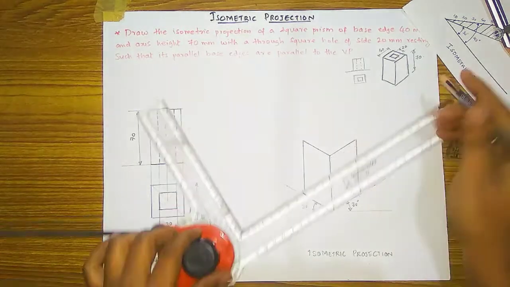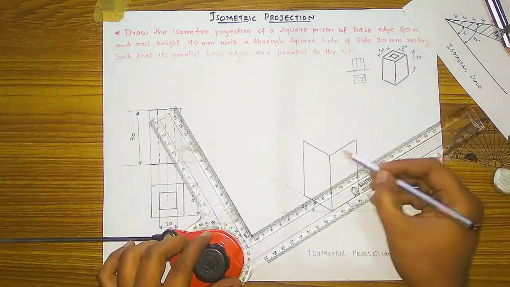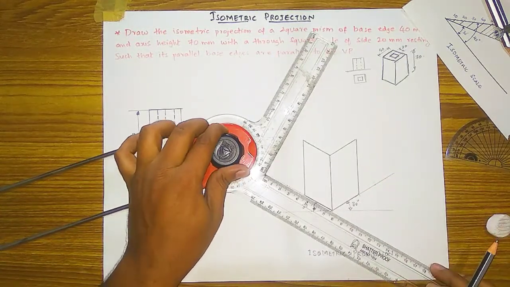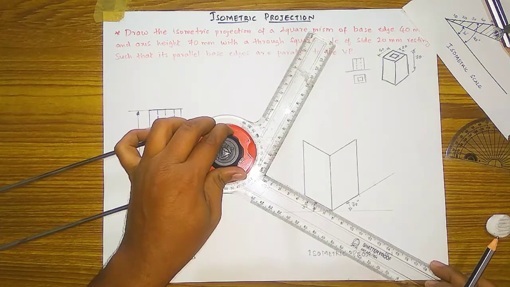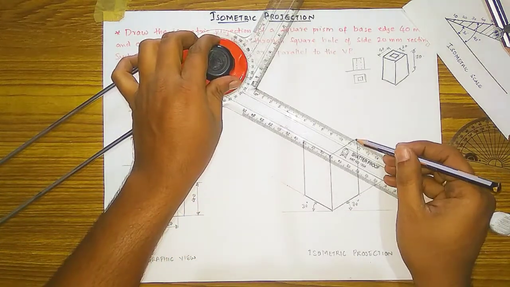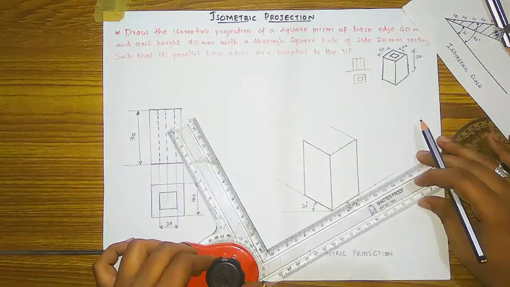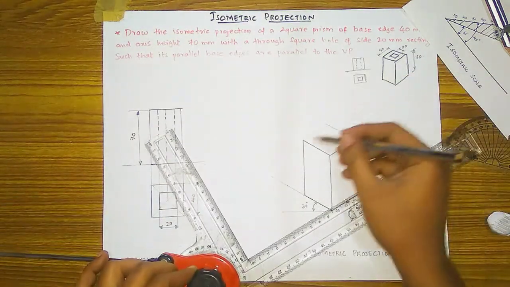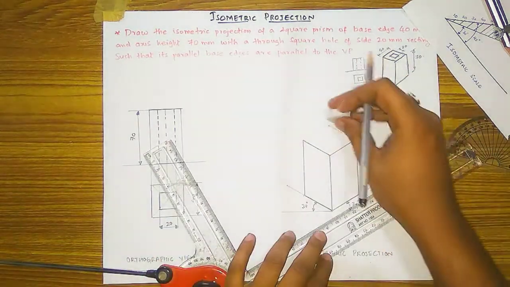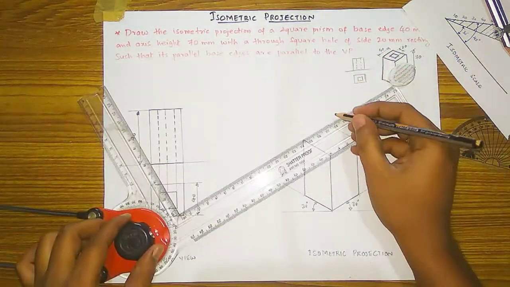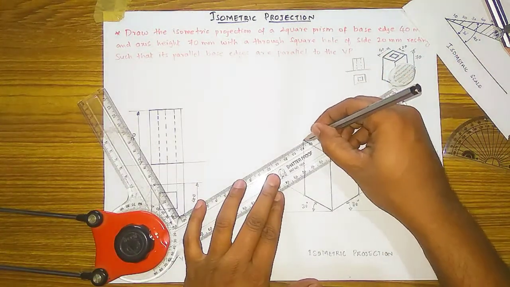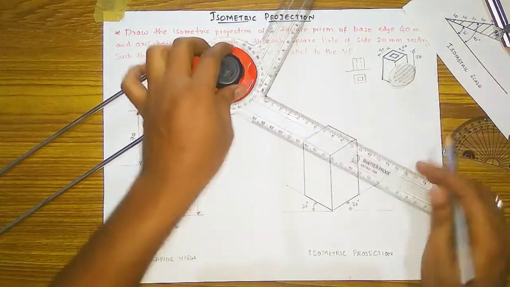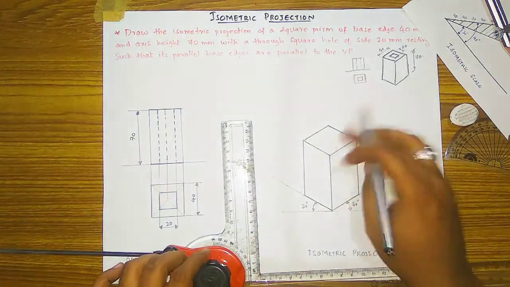Okay, the remaining two lines we have to copy of this length only. So by adjusting your mini drafter to the 30-degree angle correctly, draw a line of convenient length with this angle, where these two lines are meeting here, and you will get the other two lines. Darken them. Okay, now your square prism has been created.